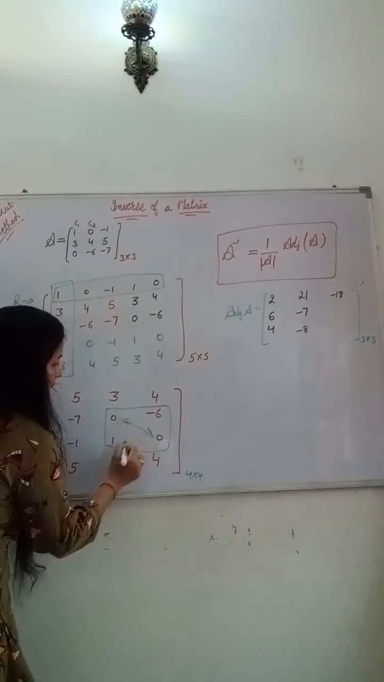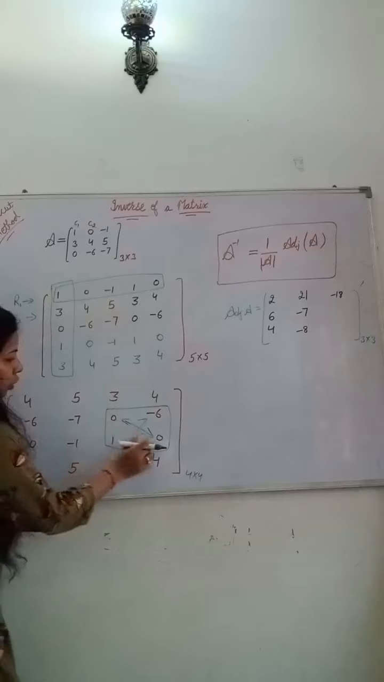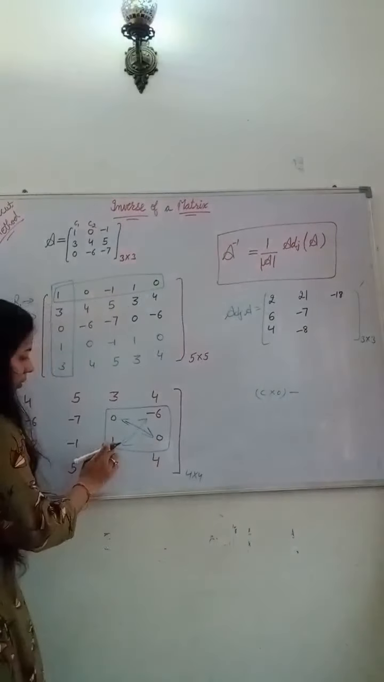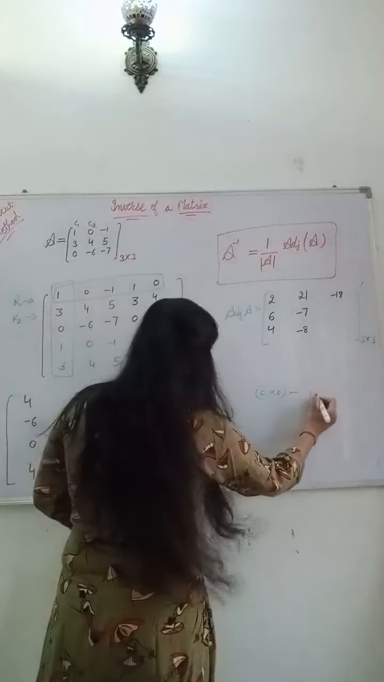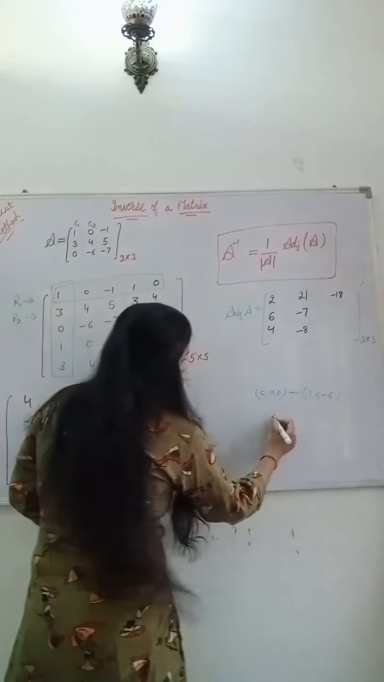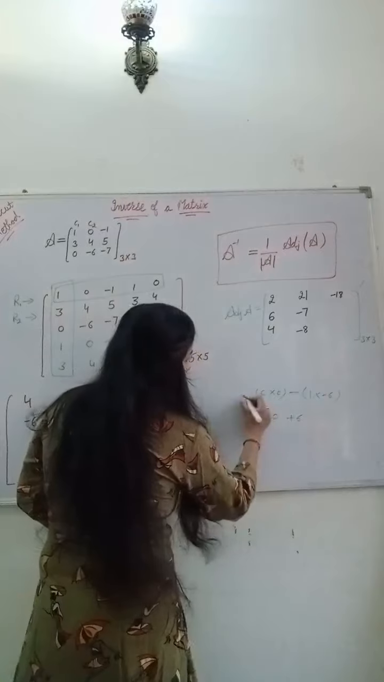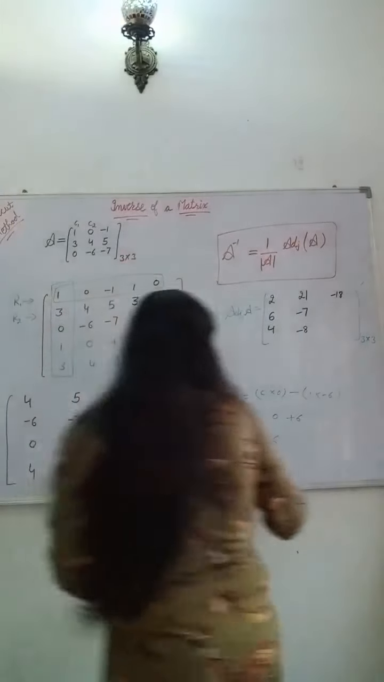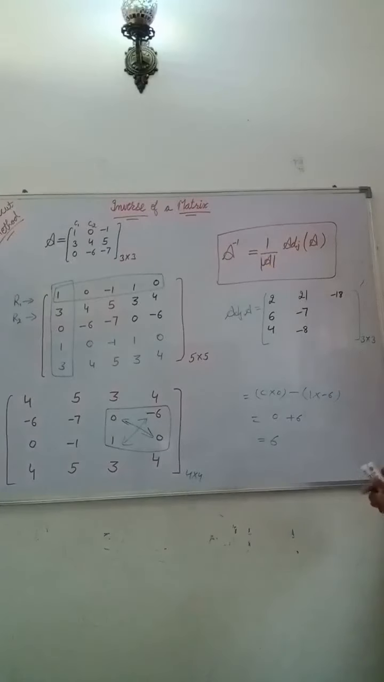Here 0 into 0. Now put a subtraction sign. 1 into minus 6. 0 minus minus, plus 6. From here I get positive 6. Now put here 6.